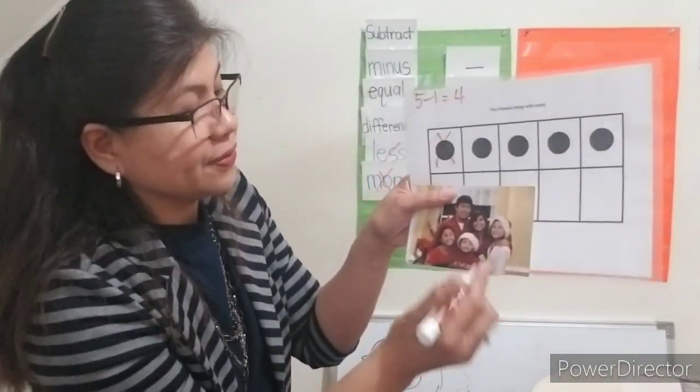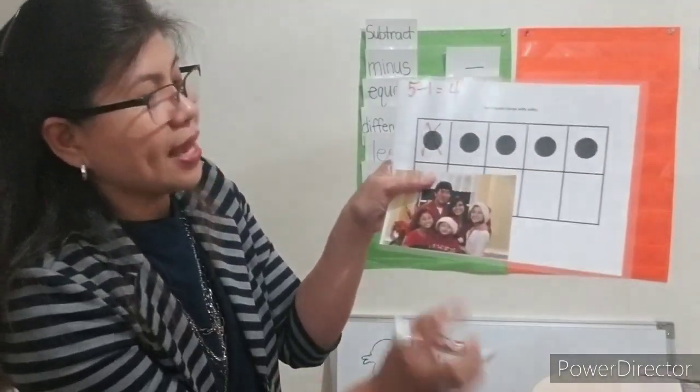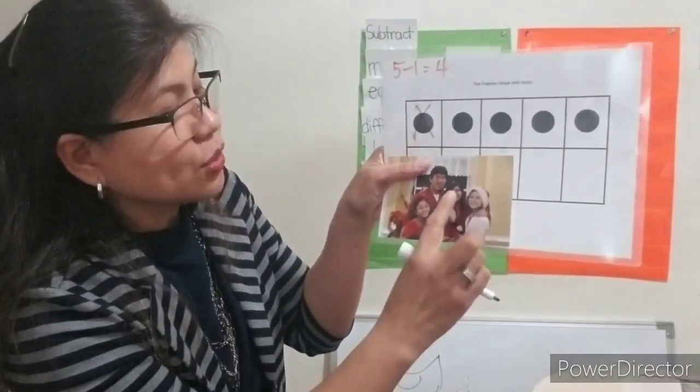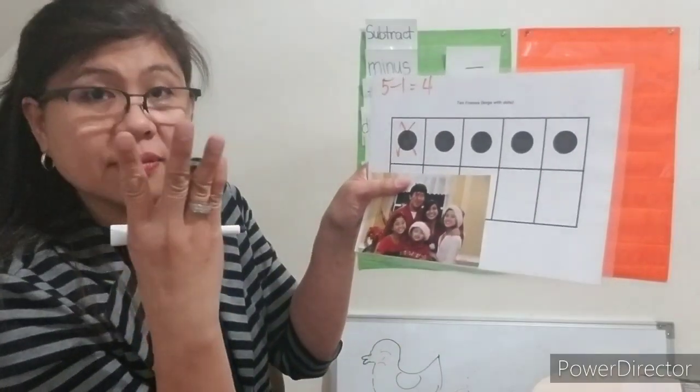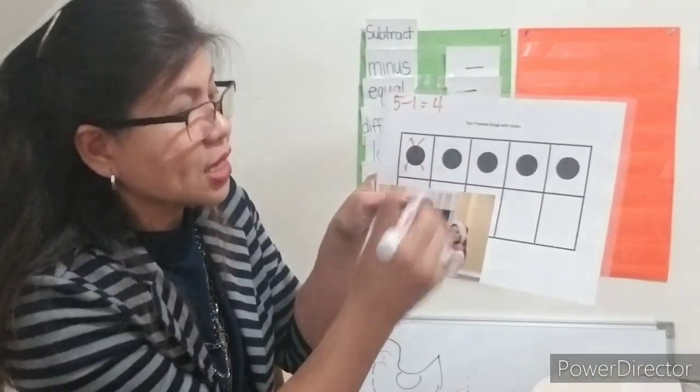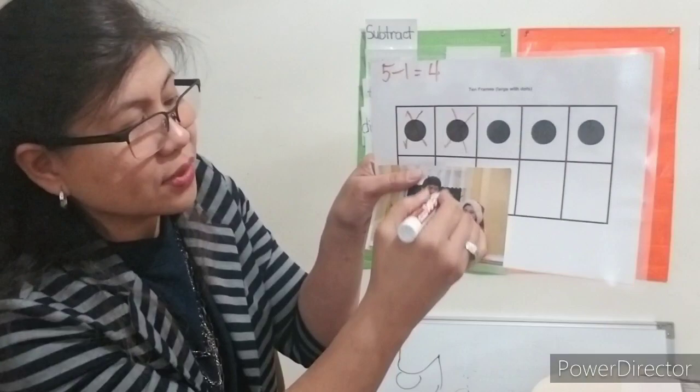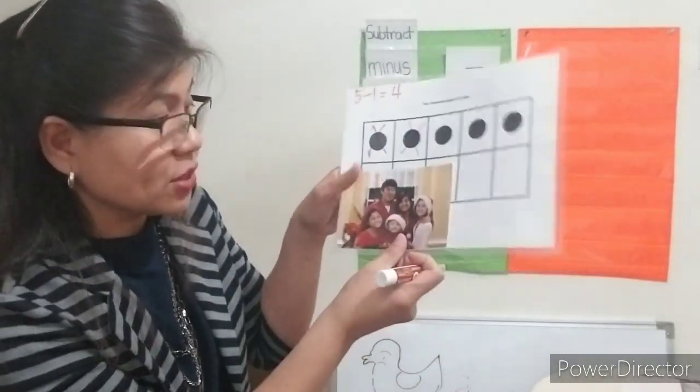So I have 4 left. I'll X him out here. Okay? I can clean it up anyway. So 1, 2, 3, 4. 4 kids at home, or 4 dots, one went away. This one right here, the second child went away because she's out of college.